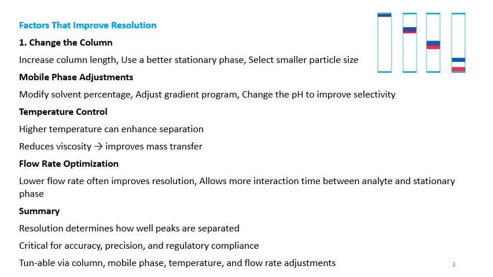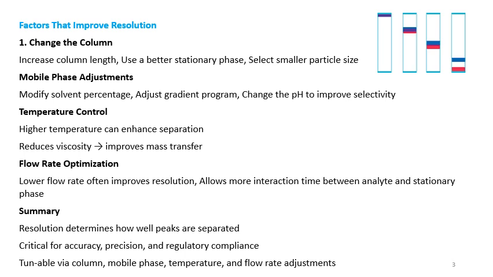Which factors affect the resolution? So first is change in the column. Increase the column length, use a better stationary phase and select a smaller particle size. If you want to separate, you need to give some time for the separation. That means you can increase the column length. You can use a better stationary phase to have an understanding about the affinity of the molecule or analyte to the mobile phase versus the stationary phase. Then select a smaller particle size, which will increase the surface area, so there will be better separation.